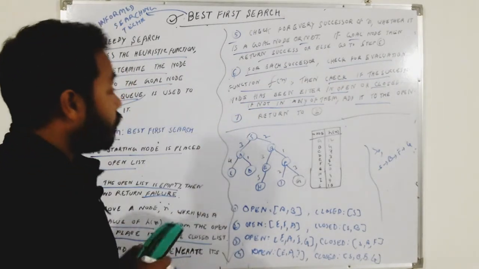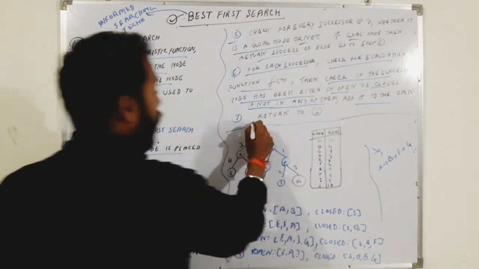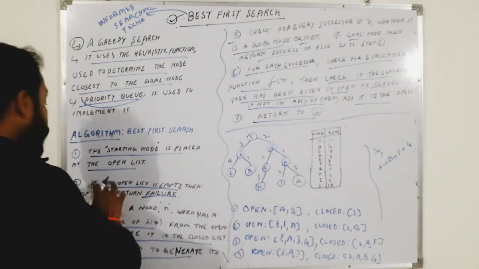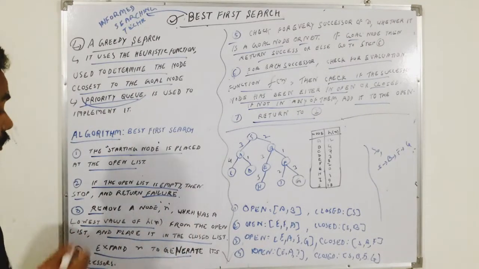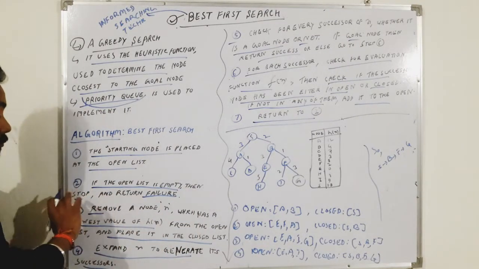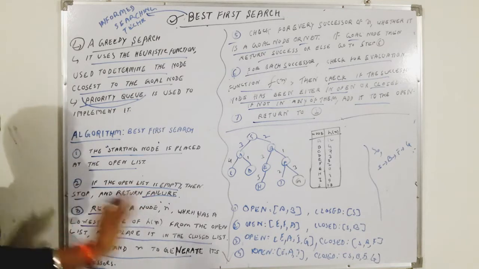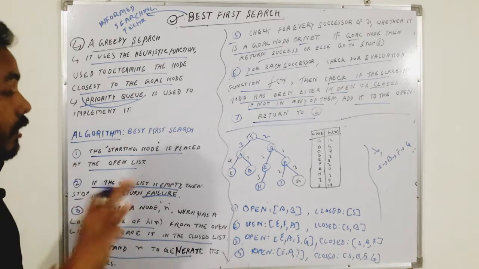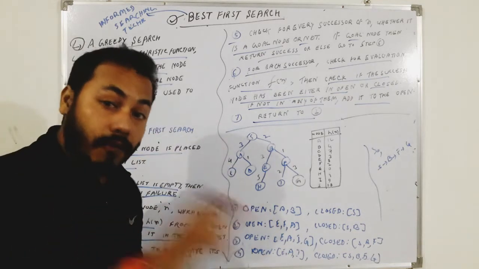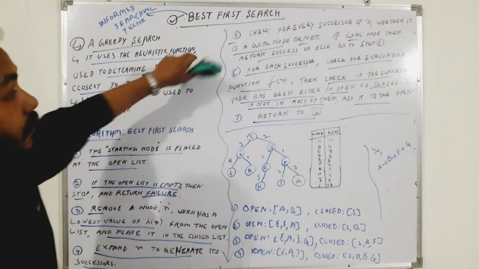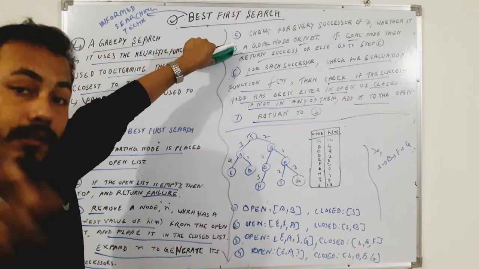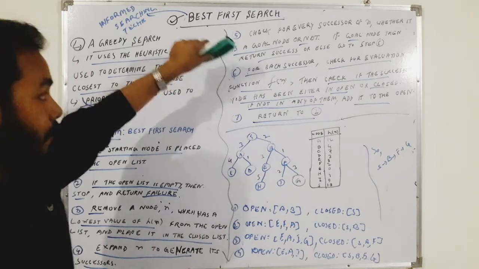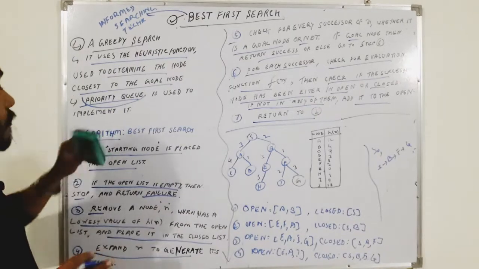Clear? Then step 7, return to step 2. Return to step 2 means this process will go on until nothing is left in the open list. If the open list is empty but we have not found the goal node, then in that case it is failure. Or in this process we will find the goal node and then we will return success. Okay, so these are the steps involved in this best first search algorithm.